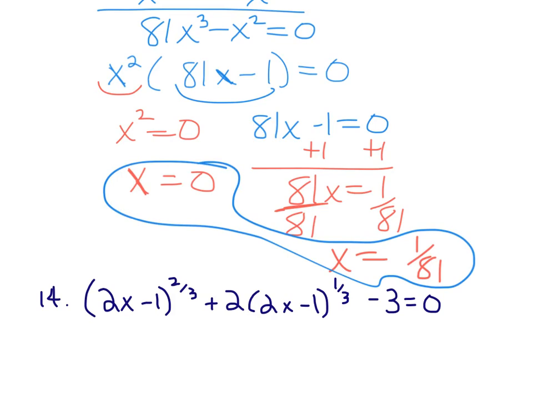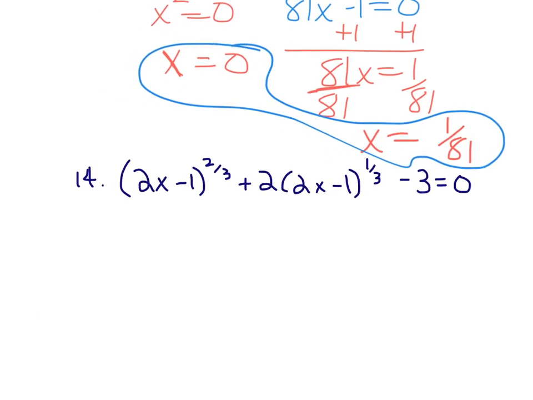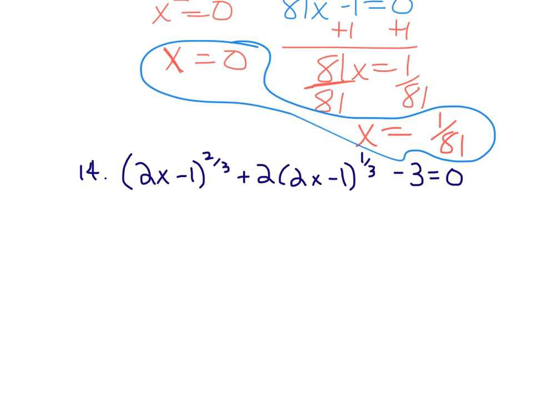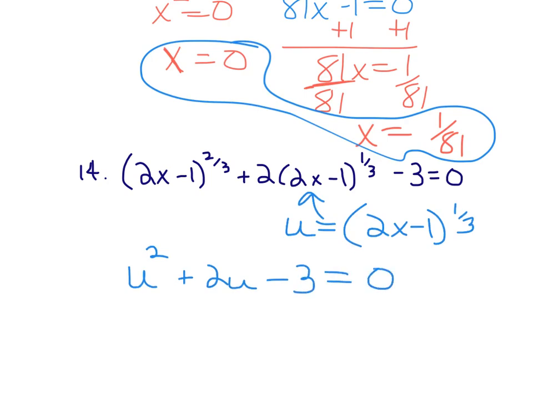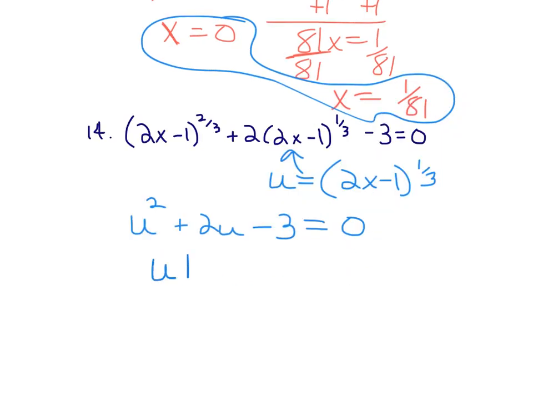And one more example, we're going to go back to the u substitution. Ready? Here we go. So if I try to factor this trinomial, it's kind of challenging. So instead, I'm going to let u equal this middle term. So u is going to equal 2x minus 1 to the 1/3 power. So now I can change my equation to say u squared plus 2u minus 3 equals 0. That factors into u plus 3 and u minus 1.